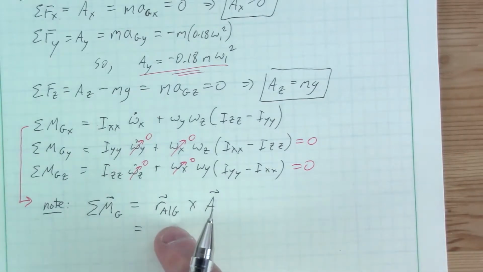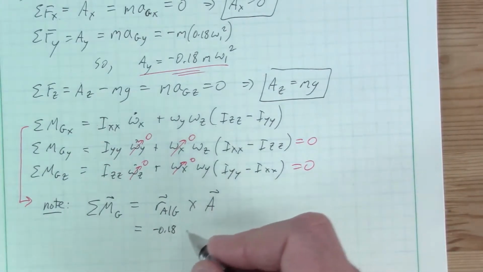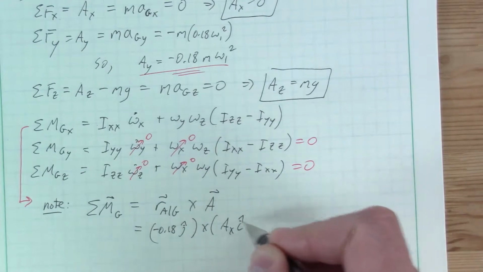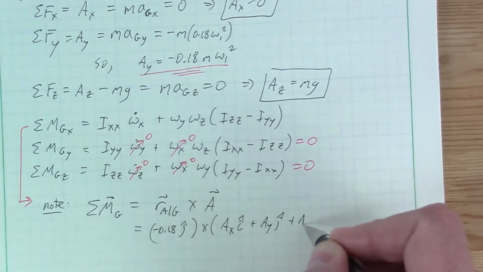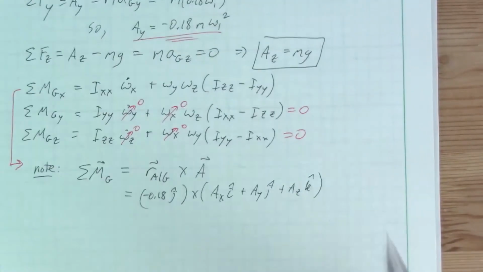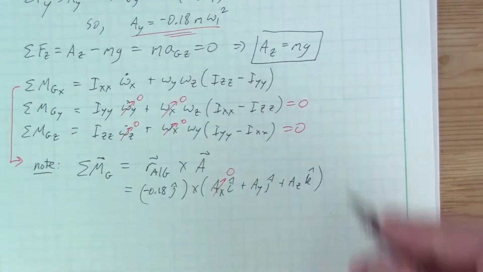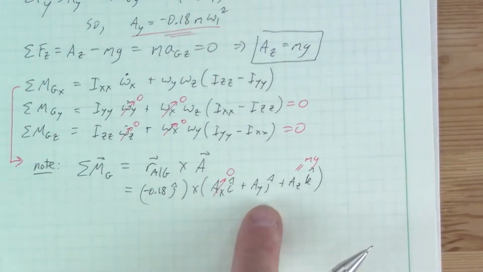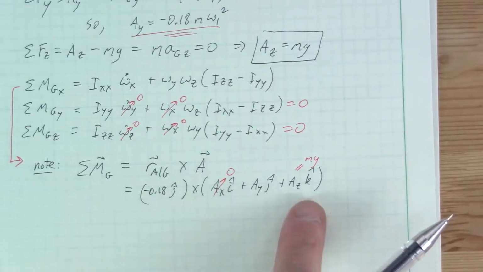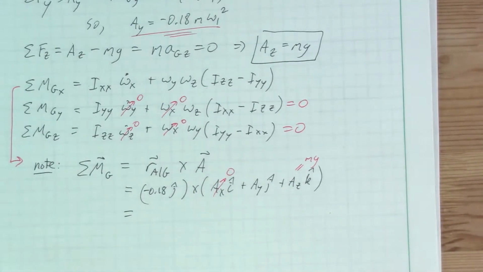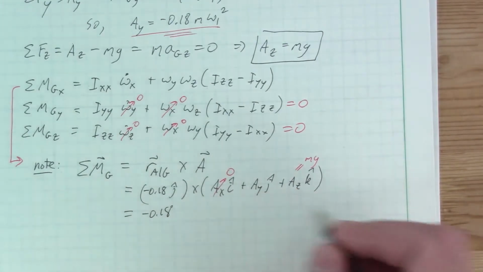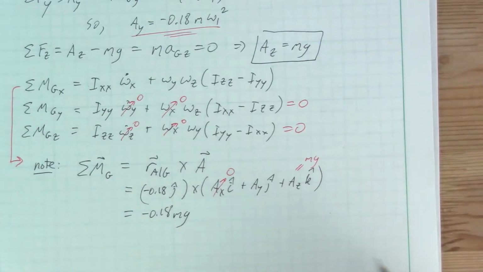Well, we just go backward negative 0.18 in the j hat direction, and then we cross this into ax i hat plus ay j hat plus az k hat, and we look at what those components are. Well, ax is 0, so that one's gone. Az we know to be mg, and j hat crossed into j hat isn't going to produce anything. So the only component we get here is j hat crossed into k hat, which is i hat. So we get negative 0.18 az, which is mg, i hat.